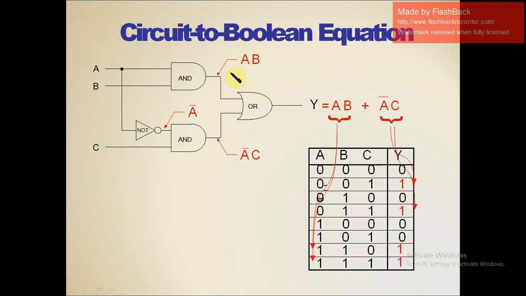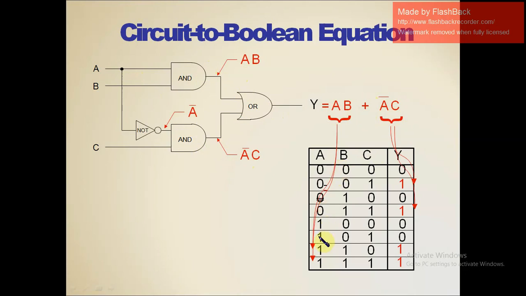After that we got the output. That is A B, and here is the NOT, hence A bar C. The first AND gate generates A B, and here is A bar C. That A B and A bar C are given to the OR gate, which is denoted by the plus sign, hence A B plus A bar C. And it will be in the truth table.